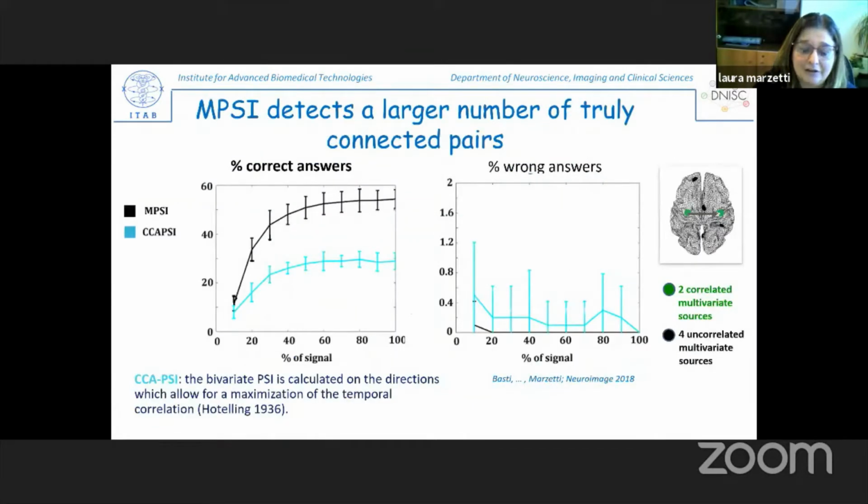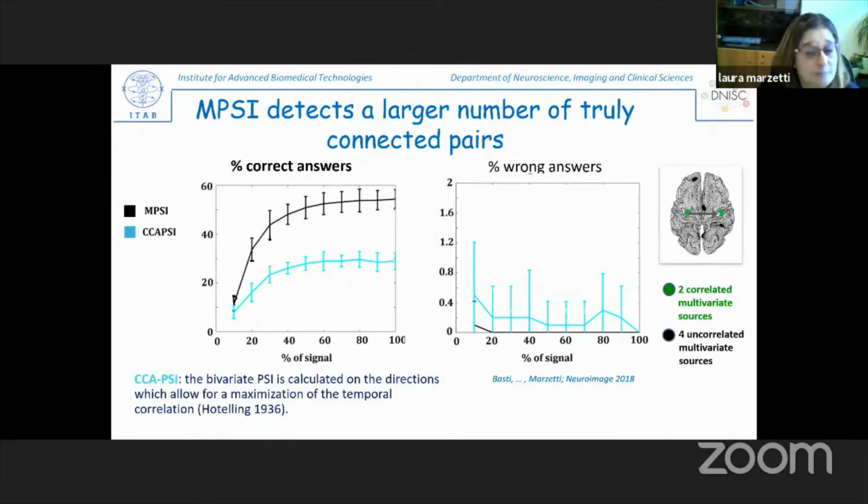Of course, in the paper we had to do some simulations to show that this worked better than the alternatives. We had several examples. I'm just showing the option in which the transformation is made by applying first the canonical correlation analysis to your two subspaces and then applying the phase slope index to the resulting directions. What we observed, if you simulate several situations with two correlated multivariate sources and a bunch of uncorrelated sources, is that the multivariate PSI is usually able to detect more situations in which the sources are really correlated.